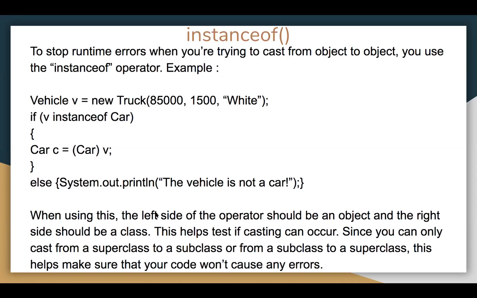So when using this, the left side of the operator should be an object. Oh, sorry, I can't determine my right and left apparently. So the left side should be an object, which is here, and the right side should be a class name. So this helps test if casting can occur. And since you can only cast from a superclass to a subclass or from a subclass to a superclass, this helps to make sure that your code won't cause any errors.